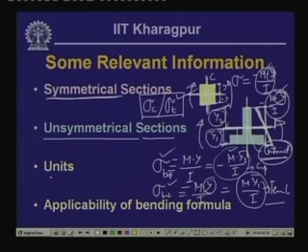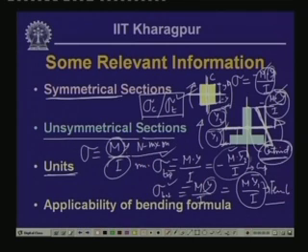Thirdly, the units of the stress you can readily see from this expression, that sigma equals M y by I, irrespective of the sign. M is in Newton meter, y is in meter, and I, the second moment of area, is meter to the power 4. So this gives us Newton per meter square, which is nothing but Pascal. So sigma we represent in terms of Pascal or megapascal or gigapascal.